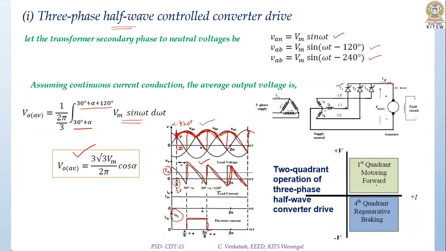You can also observe here that depending on the current value, the motor can operate either in the first or in the fourth quadrant. That means forward motoring operation or reverse regenerative braking operation can be obtained from a three-phase fully controlled converter connected to a DC motor.